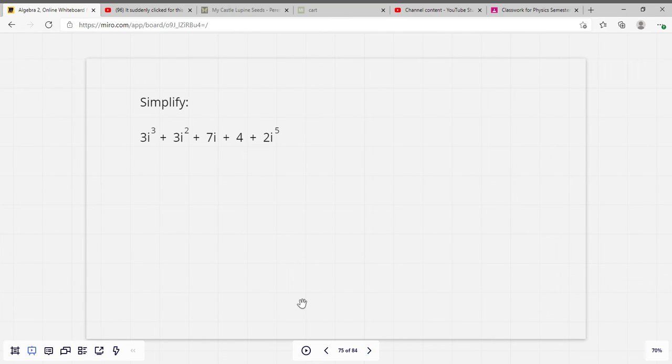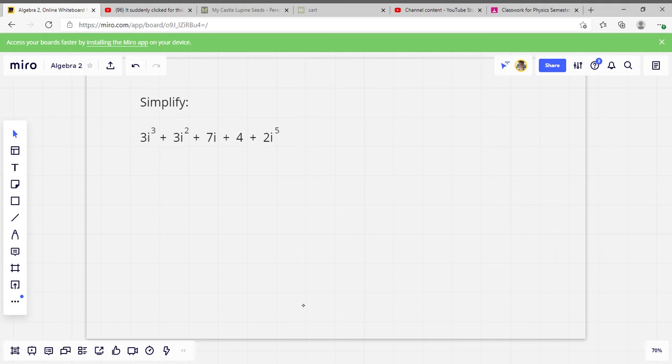All right. So this one is just about the same thing that we just did. So i to the third, that's going to be the same as 1, 2, 3 i's, right? And we group two of them. So we're going to say i times i, and then leave that one out. These two are going to make negative 1 i. Okay? So i to the third is negative 1 i, or just negative i. All right, so we're going to write it out like that.